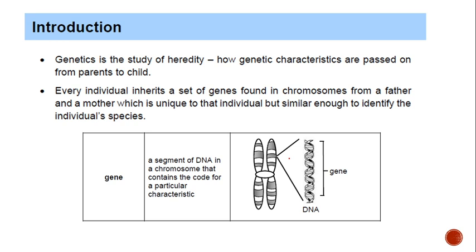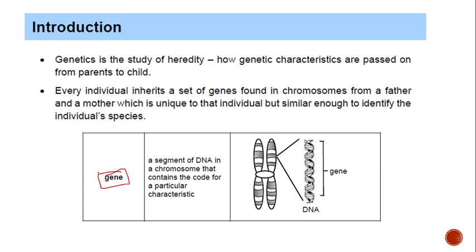A gene is a particular section of your DNA, or a particular section on your chromosome that codes for a particular trait. A segment of DNA in a chromosome that contains a code for a particular characteristic. For example, if you are from the Chauke family, you've been having this big flat nose. It is a defining dominant characteristic in your family. That big flat nose is coded for by a particular gene. So that is a gene.